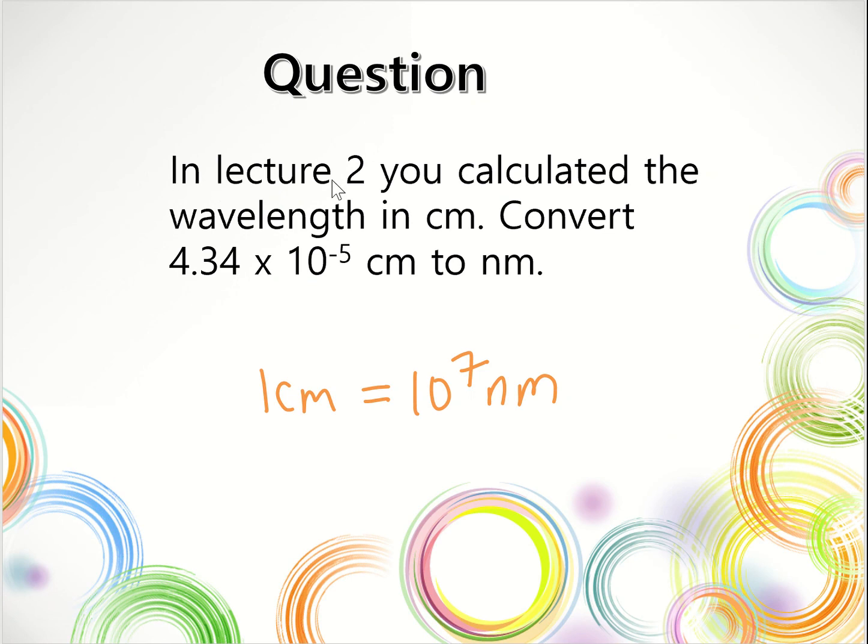All right, so let's look at another question. In lecture 2, you calculated the wavelength in centimeters. I'm asking you to convert the centimeters to nanometers. This is our conversion factor: 1 centimeter is equal to 10 to the 7 nanometers. So we have our centimeters and we have our conversion factor. We're going from centimeters to nanometers. Take a second and attempt this question.